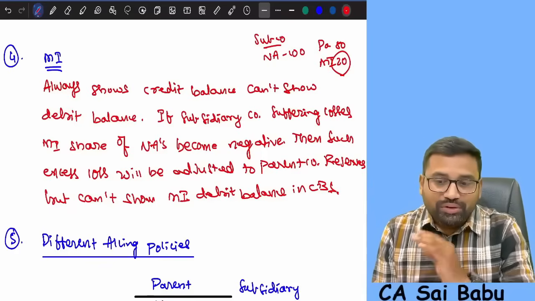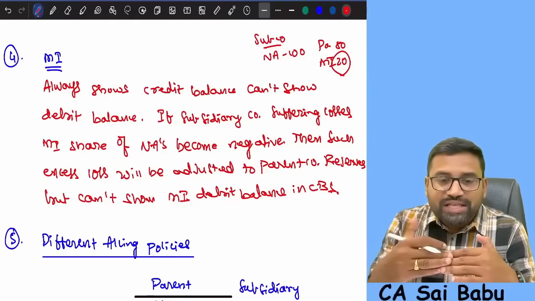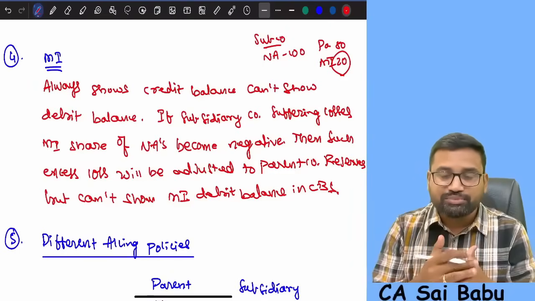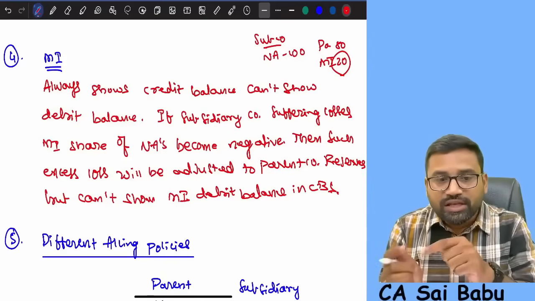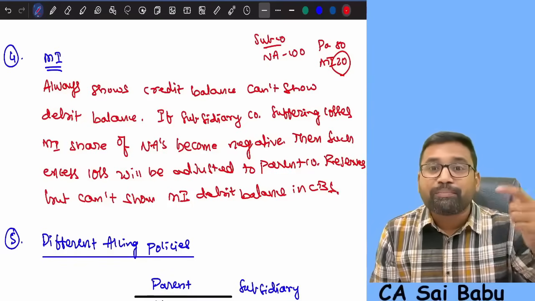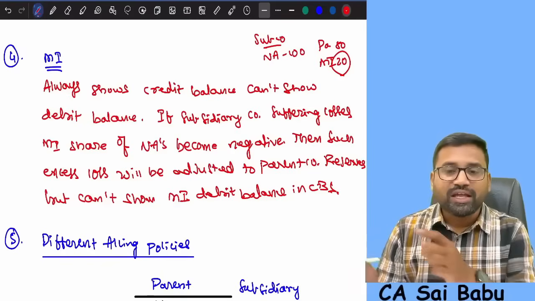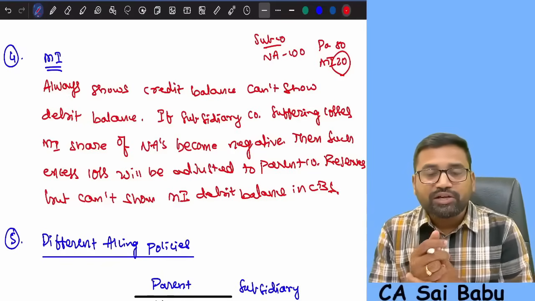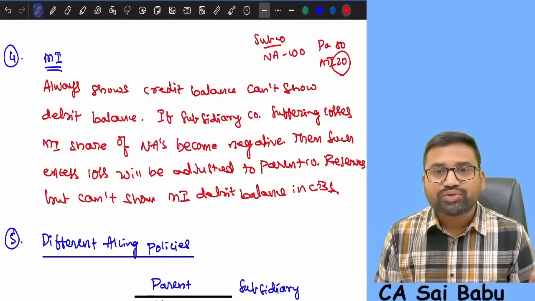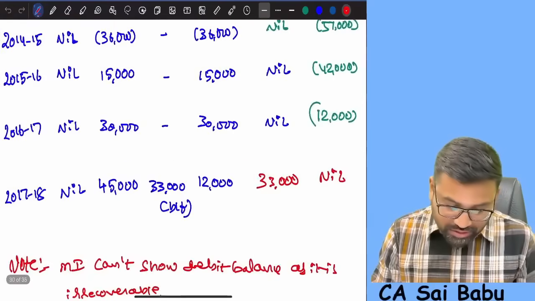The standard says that as long as minority interest has a credit balance, you show it. Once it becomes a debit balance because of the subsidiary company's losses, then you adjust the minority shareholders' share in the losses of the subsidiary company to the parent company reserves. Once the subsidiary company starts earning profits, whatever adjustment was done to the parent company reserves, you reverse it back. So minority interest can never show a debit balance, sir. That's the bottom line. I will show you one question, sir.